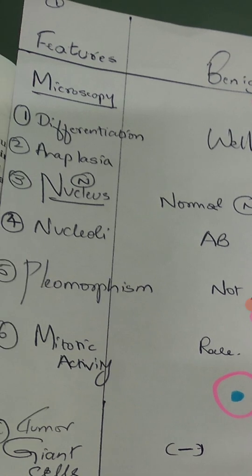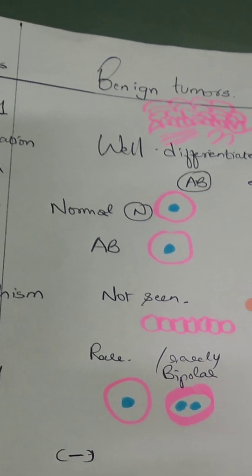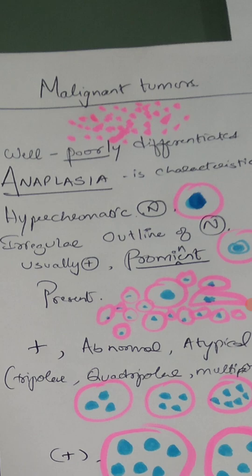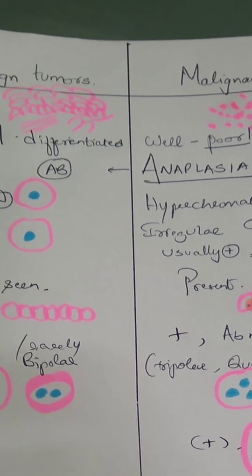The next difference is about the nucleus. The shape of the nucleus and the position of the nucleus are normal in case of benign tumor. Whereas in malignant tumor, we can see the nucleus is more dark staining. We can call it an angry looking nucleus. It's called a hyperchromatic nucleus. This is due to the condensation of the chromatin, and the cell is highly mitotically active. So therefore, we can see a hyperchromatic nucleus in malignant tumor.